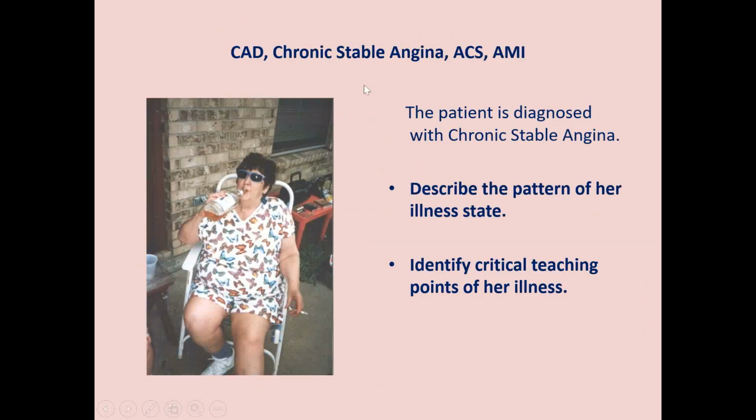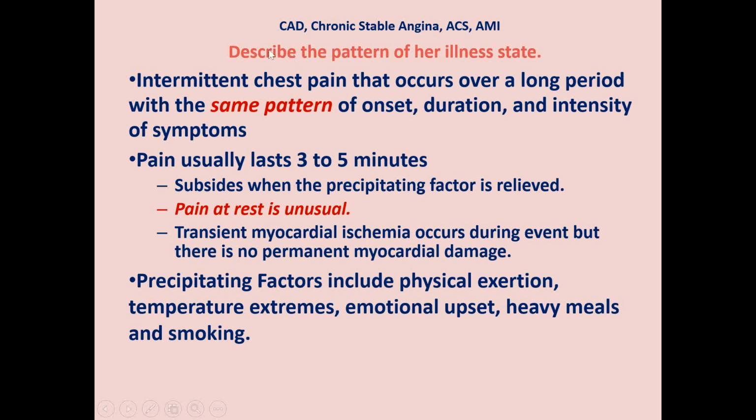So when we go back to our patient, the physician's done a cardiac catheterization. There are definitely arteries that have disease or occlusions in them, not bad enough to be fixed, and so therefore the patient is diagnosed with chronic stable angina. So what does that mean? What does the pattern of the illness state look like, and what are the critical teaching points that you, the nurse, would need to do?